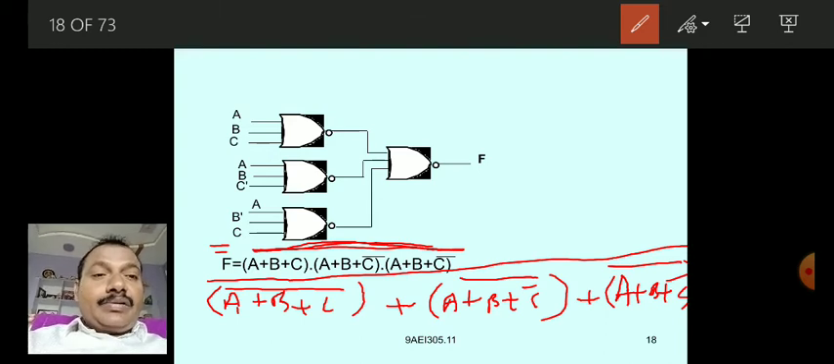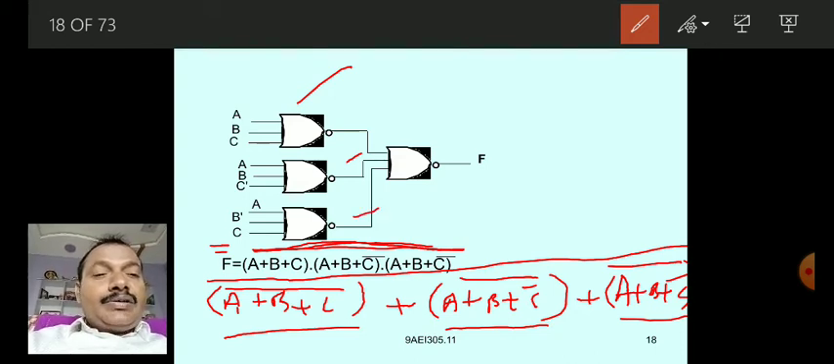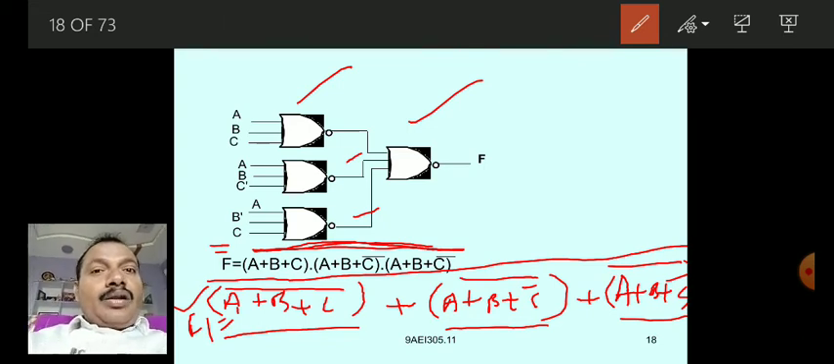I got this expression. By observing this expression, what do you understand? This term can be implemented with one NOR, top NOR. This term you can implement with second NOR. This term you can implement with third NOR. All these outputs you give to another output NOR. Finally you will get this expression, which is F1 only. There is no change. This is the way of NOR implementation for the POS forms.